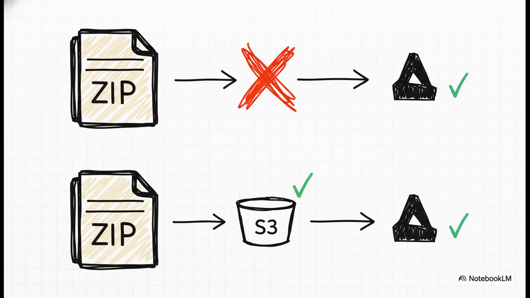But the workaround is super easy. Just upload your big zip file to an S3 bucket first, and then simply tell Lambda to grab the code from there. It's the standard way to handle larger deployments.